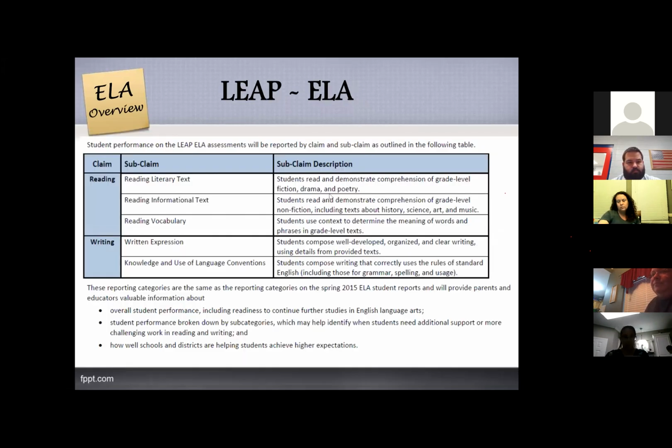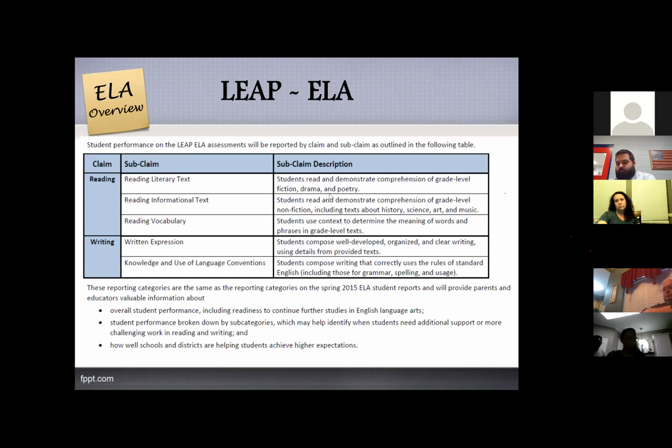So this is just an example. In English, they're given a claim, and then you have your subclaim. So it's kind of like a standard and then what falls underneath those standards. These are the things that they are being tested on overall, or have been expected to learn throughout each grade level. In reading, they're reading literary text, informational text, and vocabulary. And then for writing, they're combining that with writing, expression, and using those language skills that they've always been taught, but how to use them properly.